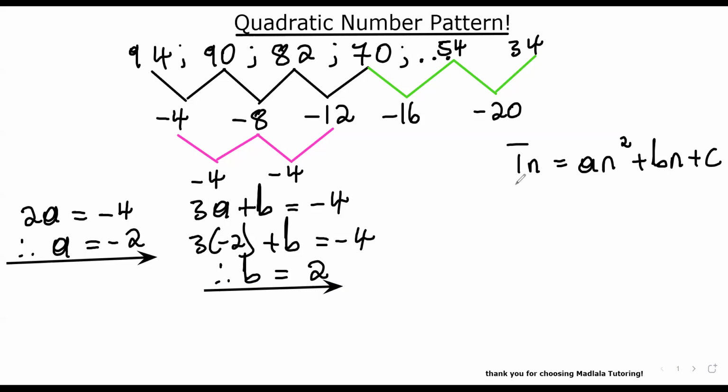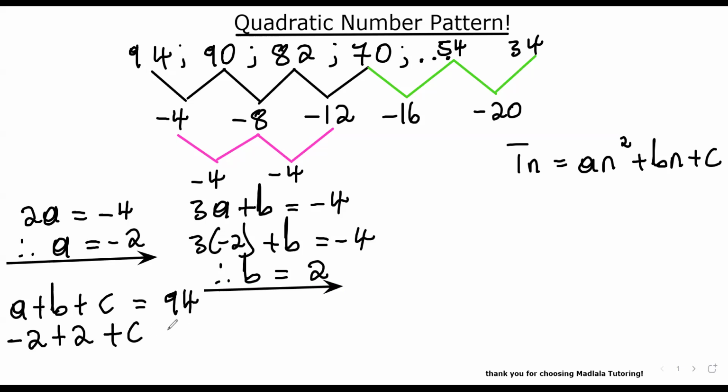Well, it's very easy. If we take a, we add it to b, we add it to c, the answer has to be the first term of the quadratic pattern itself. So what is a? Well, a is negative 2, b is 2. So we are looking for c. It means c is going to be 94.